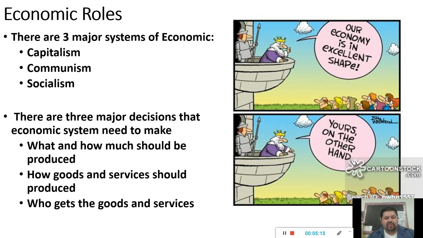The last one, who gets the goods and services? Who are we gonna sell to? Is it another country, another company, what? Okay.